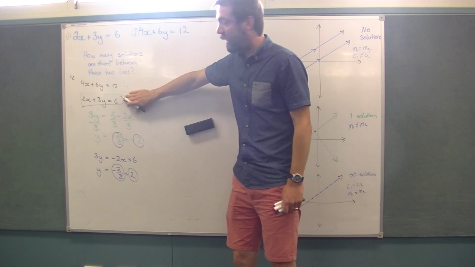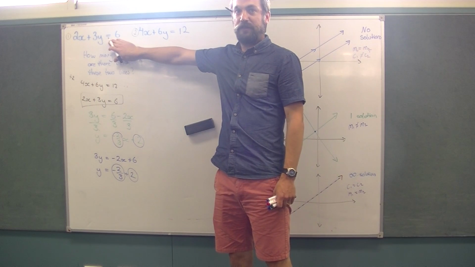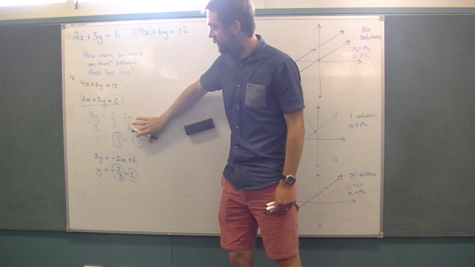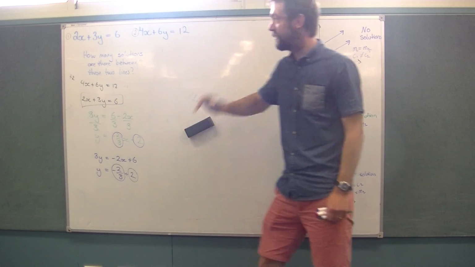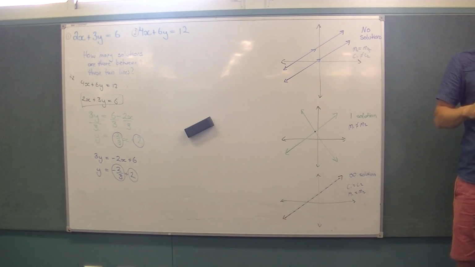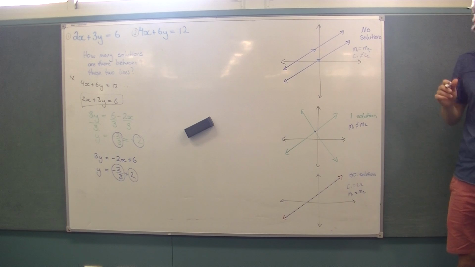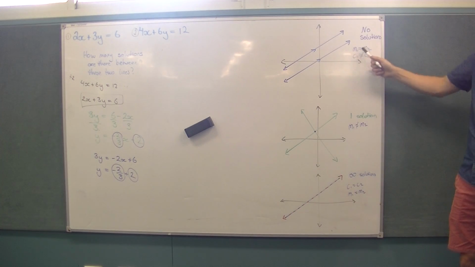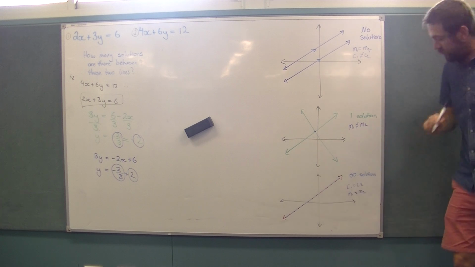Alright, you can compare this and this, but it's very easy to make mistakes if you do that. So I don't want you to get into that habit. I want you to develop good habits of rearranging into y equals and then comparing gradients and C values. Alright? So once you've done that, you can write down something like this. You can say M1 equals M2, C1 equals C2. Oh, look at that.